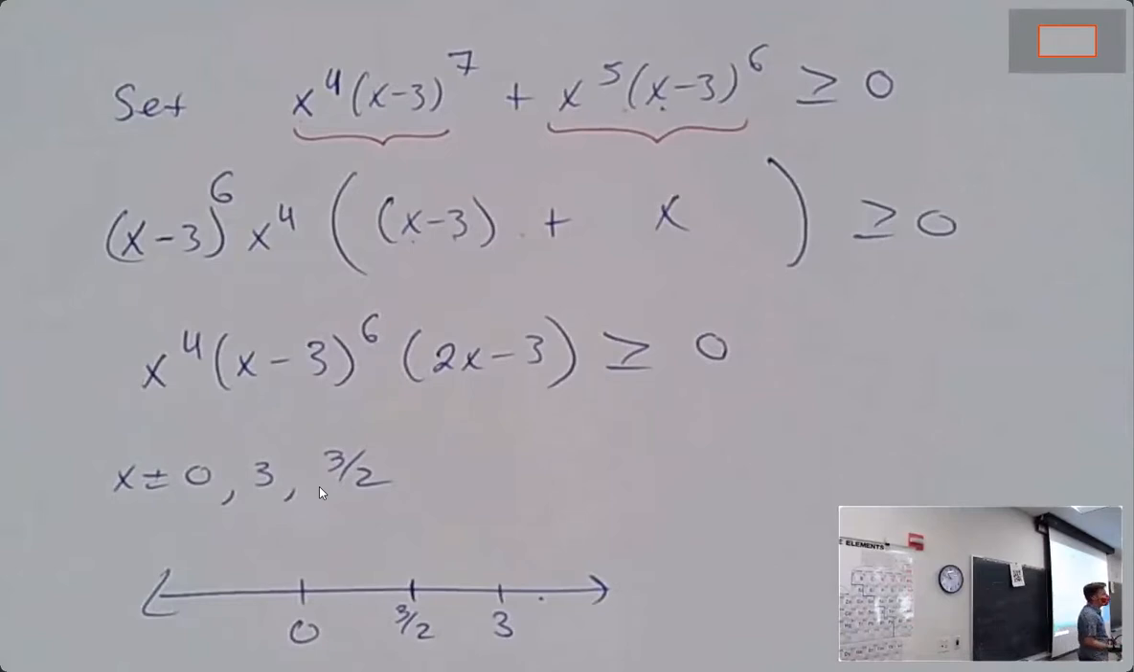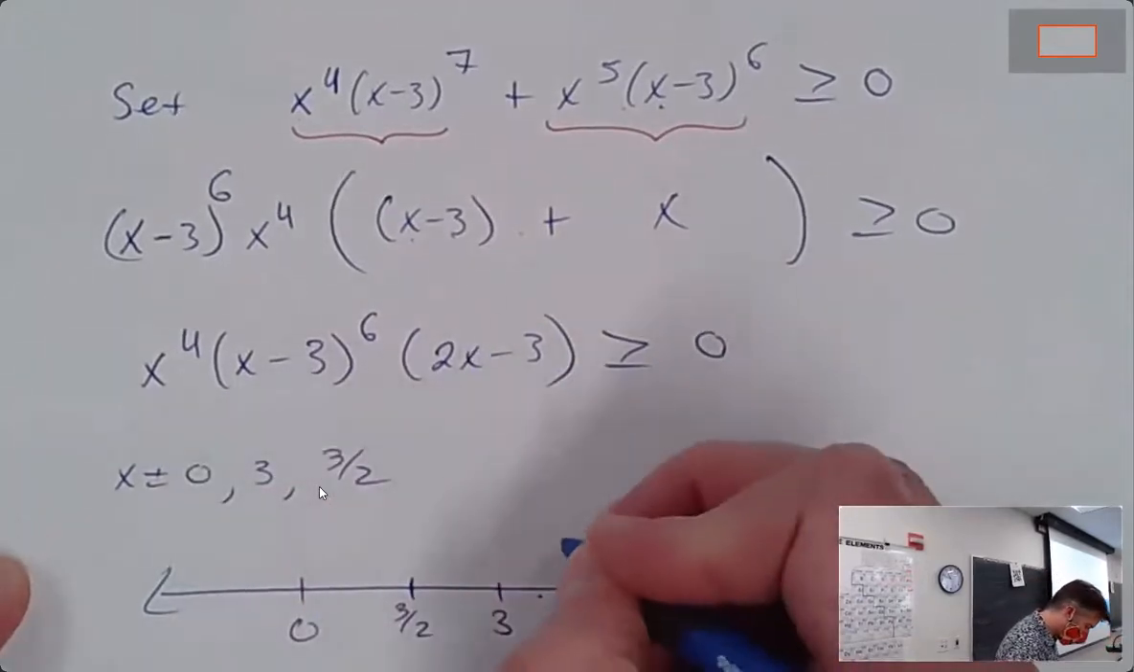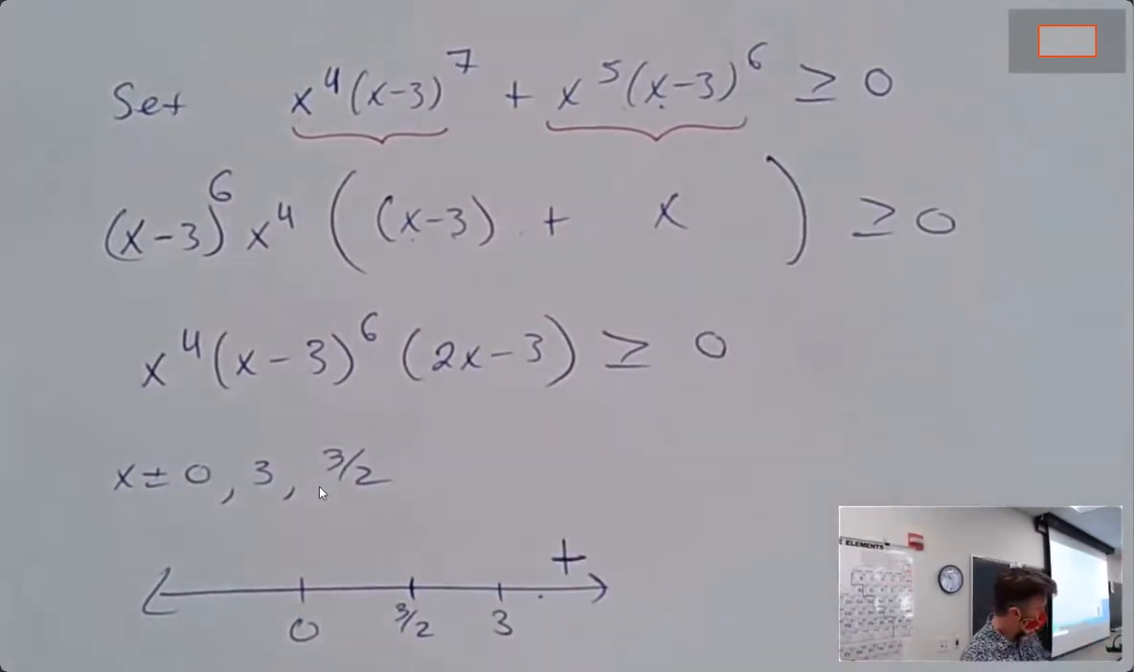But it's easier if you just pick a number. Pick 4. Yeah, 4 to the 4th is positive. 4 minus 3 is positive. 2 times 4 minus 3 is also positive. That's why you pick a number instead of speaking super generally. A positive times a positive times a positive is positive.